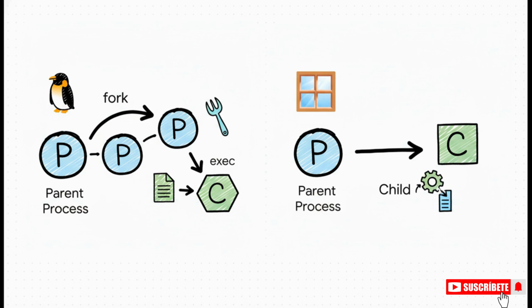Unix has this really elegant two-step dance. A parent process calls a system call named fork, F-O-R-K. What fork does is create a new child process that is an exact clone of the parent. It has a copy of all the parent's memory and everything. Then, that new child process will usually immediately call another function, exec, E-X-E-C, which tells it to replace itself with a whole new program. So the pattern is always fork, then exec.